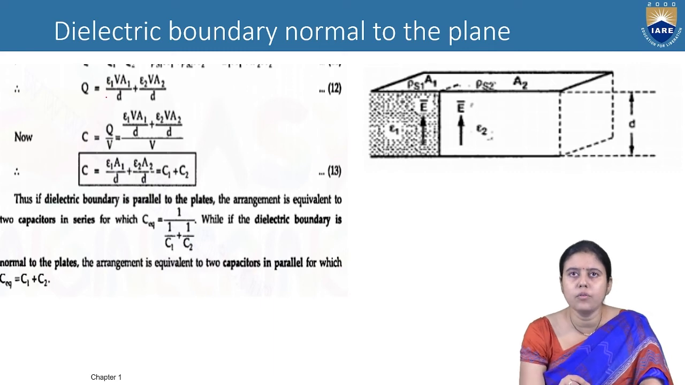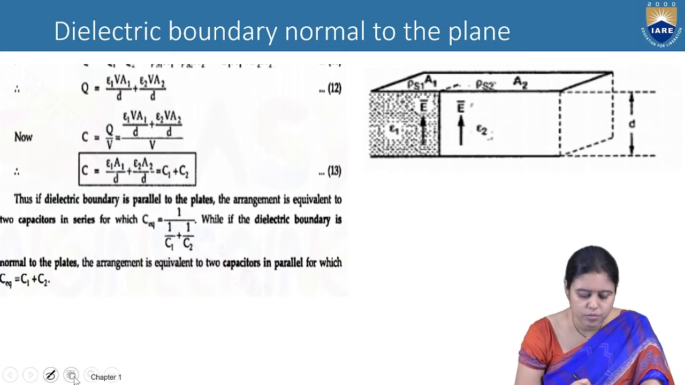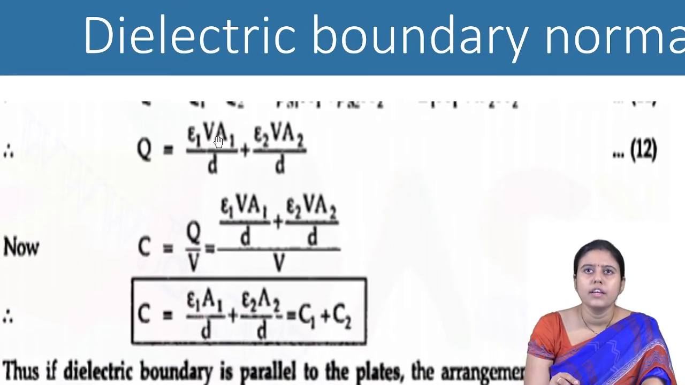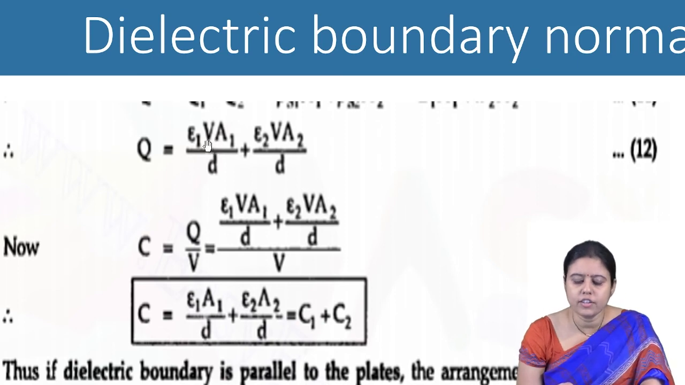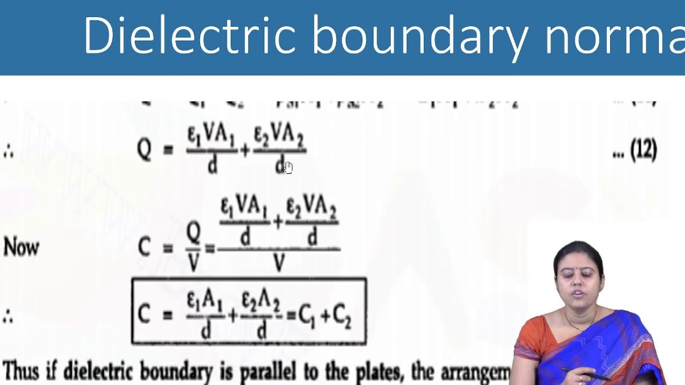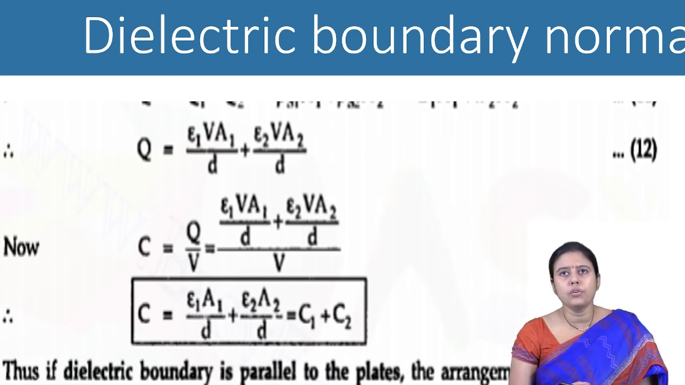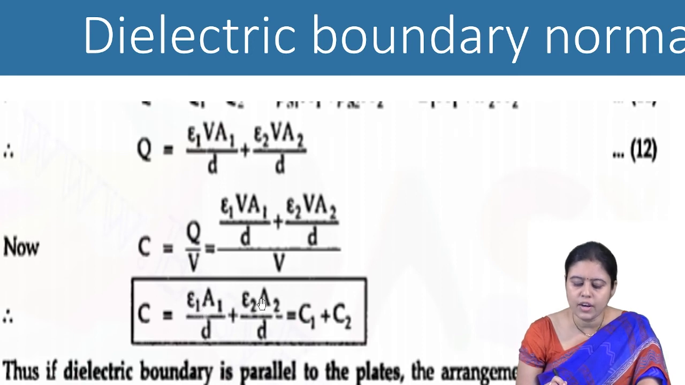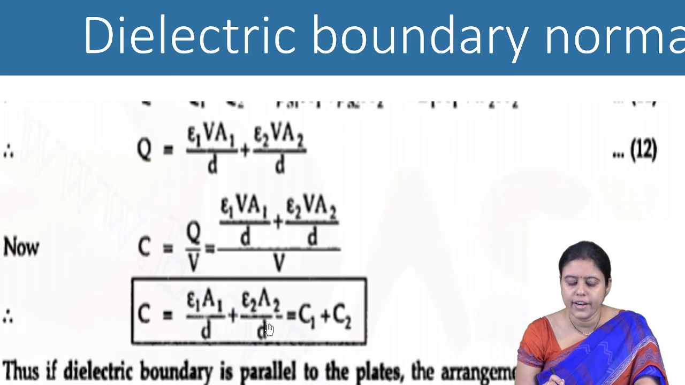So what will be the value of Q? Q is equal to epsilon 1 V A1 by D, because V by D means E, and here also epsilon 2 V A2 by D. So if we know the Q and the V, what is the capacitance? After substituting, we get capacitance equal to epsilon 1 A1 plus epsilon 2 A2 by D. This is the C1, this is the C2.